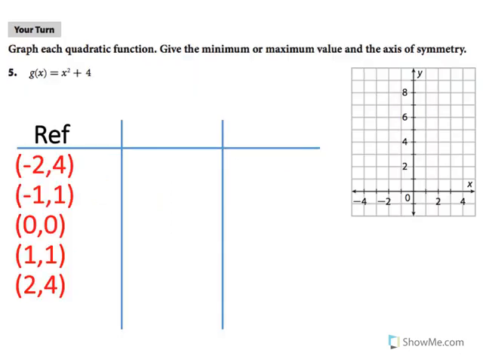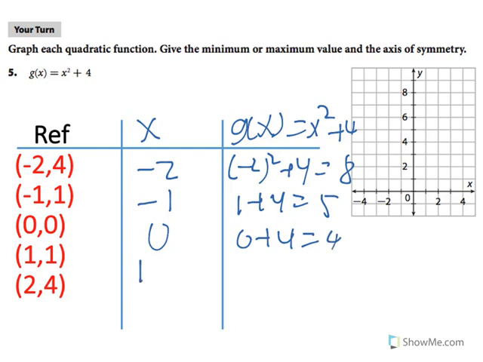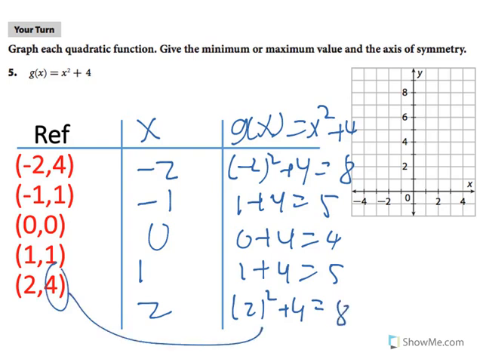Okay, so let's try this one. This is our x, and this is our g of x equals x squared plus 4. So we have negative 2 squared plus 4, so 4 plus 4 is 8. Or negative 1: 1 plus 4 gives us 5. 0 squared plus 4 gives us 4. And 1 squared plus 4 is 5, and 2: 2 squared plus 4, 4 plus 4 gives us 8.